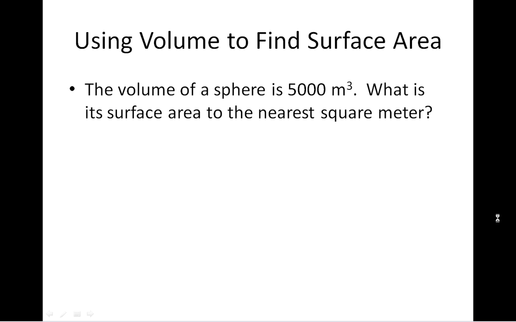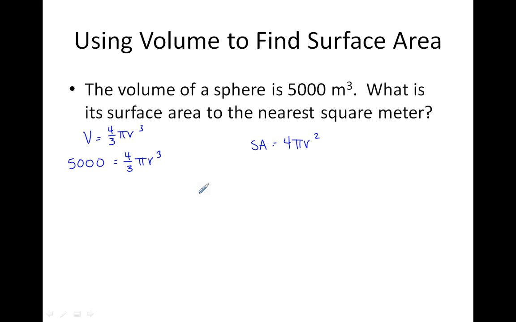Now sometimes we can use volume to help us find surface area, or vice versa. In this example, the volume of a sphere is 5,000 cubic meters. What is its surface area to the nearest square meter? So volume, again, is 4/3 pi r cubed. Well, we know that 5,000 is our volume of 4/3 pi r cubed. Now, since this has 4/3, and what I really need is the value of r, because again, surface area, remember, is 4 times pi r squared.